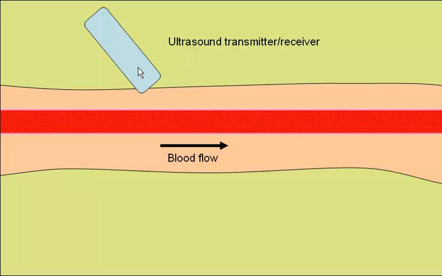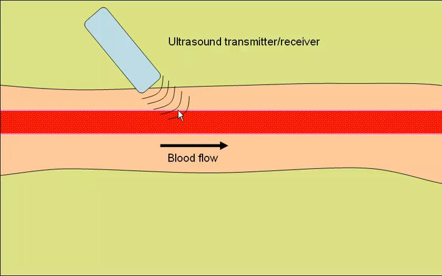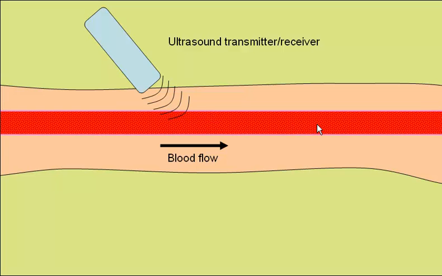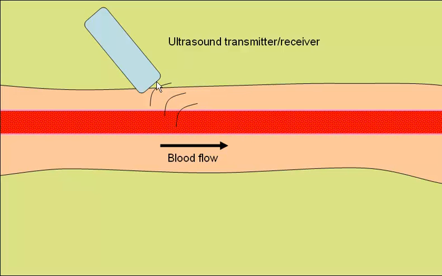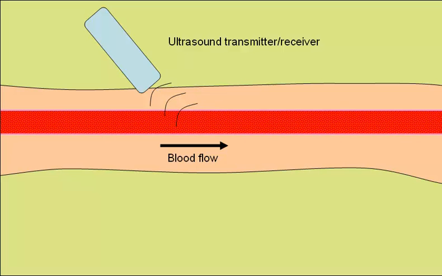Here we have an ultrasound transmitter and receiver sending ultrasonic waves towards the blood, which is moving away from the ultrasound. In this case, the wavelength of the waves reflected off the blood will be increased, the frequency will be reduced. This allows the speed of the blood flow to be calculated.